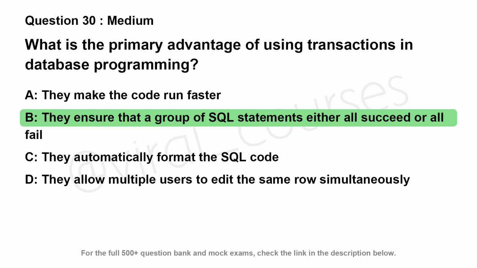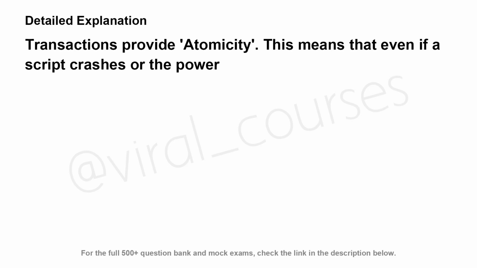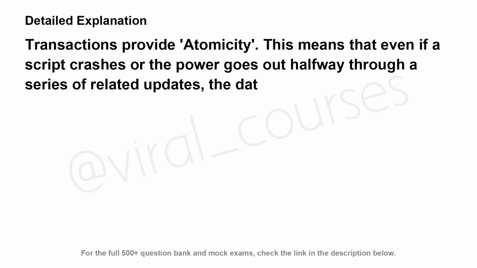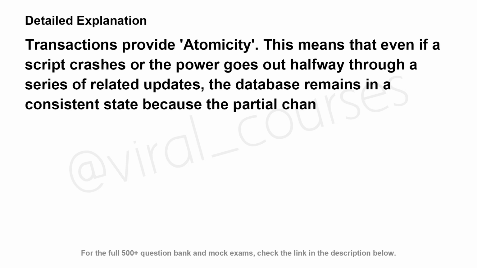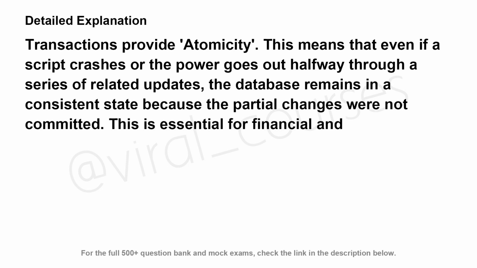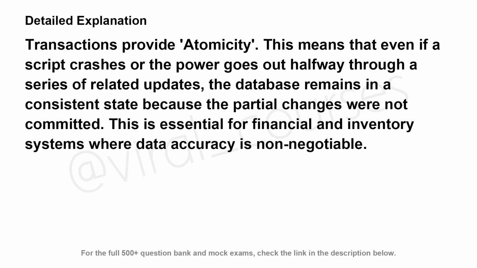The correct answer is B. Transactions provide atomicity. This means that even if a script crashes or the power goes out halfway through a series of related updates, the database remains in a consistent state because the partial changes were not committed. This is essential for financial and inventory systems where data accuracy is non-negotiable.